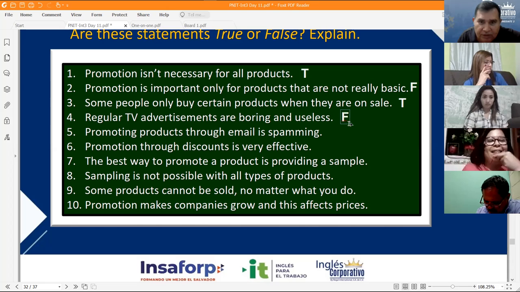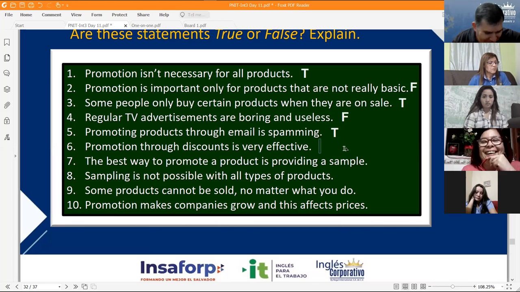Promoting products through email is spamming. Spam. True. Garbage mail. Yes, it's true. Okay, promotion through discounts is very effective. It's true. Yeah, we will, 2.99. It's attractive. It's true.